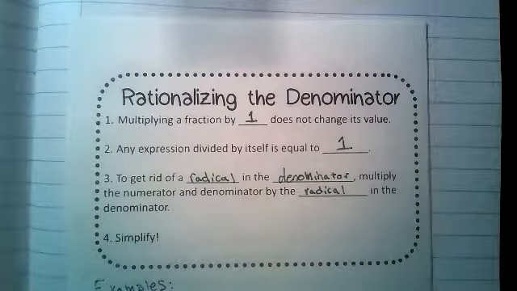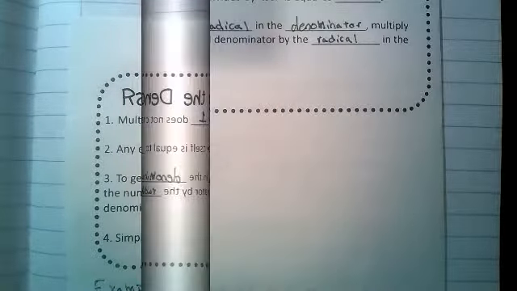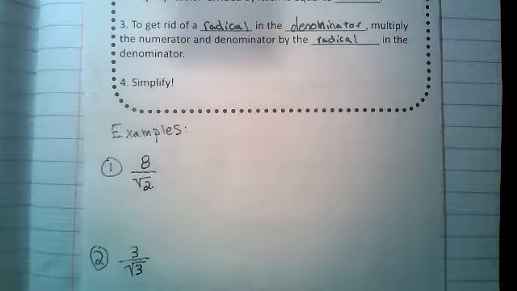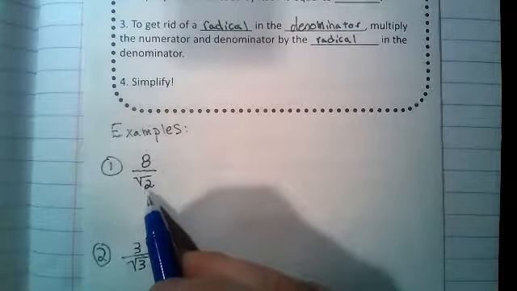Those are very important things, because we want to work with these fractions. We don't want to change the value of the fraction, we just want to change the way it looks. So let's take a look at example 1 and see how we do that. To get rid of a radical in the denominator, we multiply the numerator and denominator by the radical in the denominator. So I want to get rid of this square root of 2.